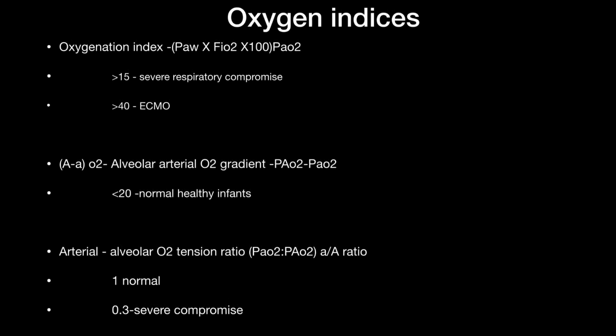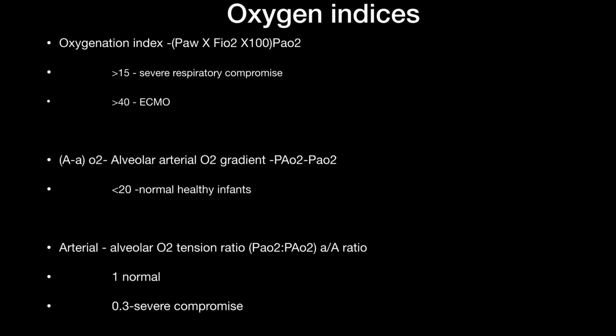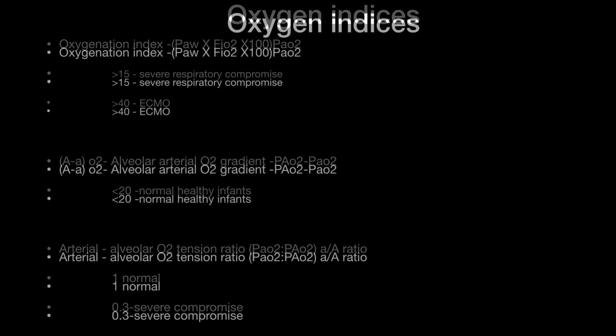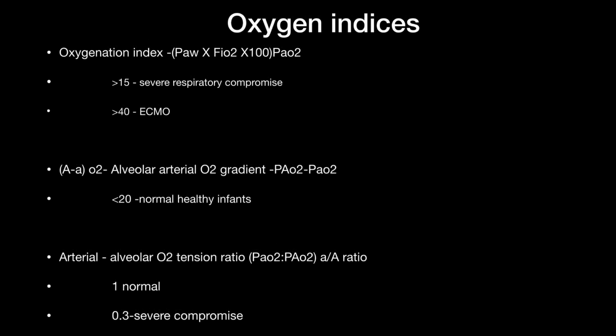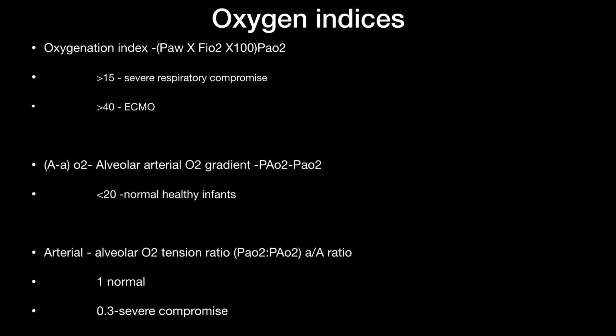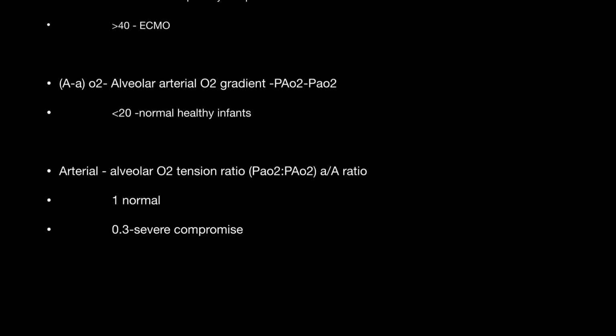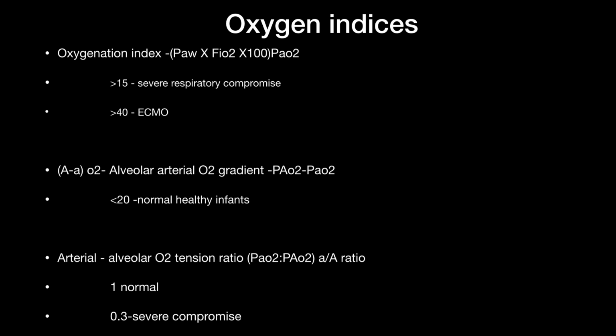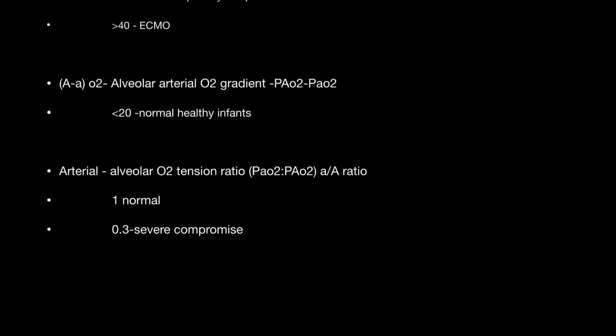If you need to achieve even more than 95% saturation, even when you're giving 100% FiO2 and high pressures, that means the oxygenation index is very high. So the oxygenation index is a formula to be calculated: MAP, which is also known as PaW, multiplied by FiO2 times 100, the whole divided by PaO2.